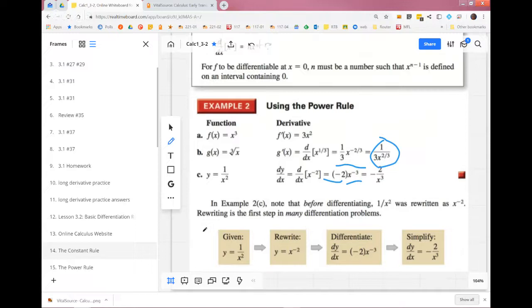So, in summary, you can see at the very bottom there. First you need to rewrite a function sometimes just to get it into x to a power. And then go ahead and follow your rules. And when you're all done, you don't want to leave a negative exponent in your problem. Make it positive by moving it to the opposite, from numerator to denominator or from denominator to numerator.